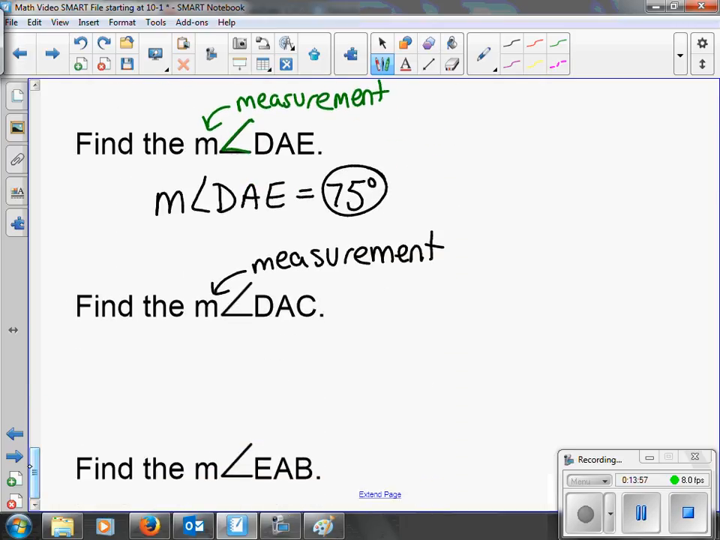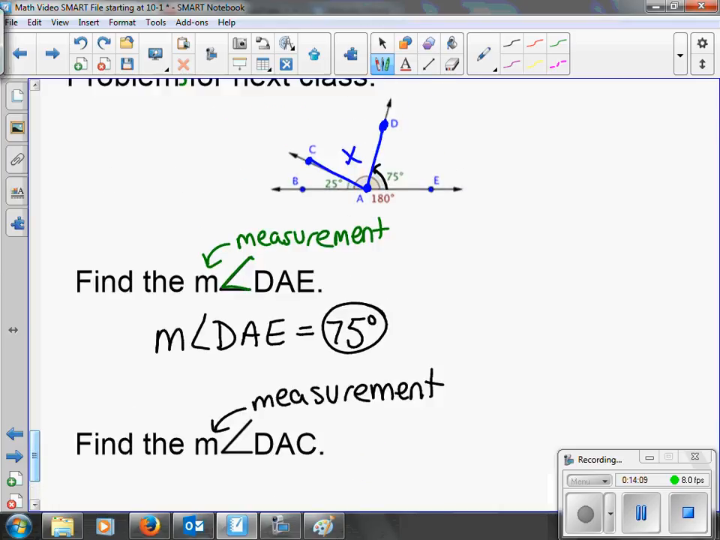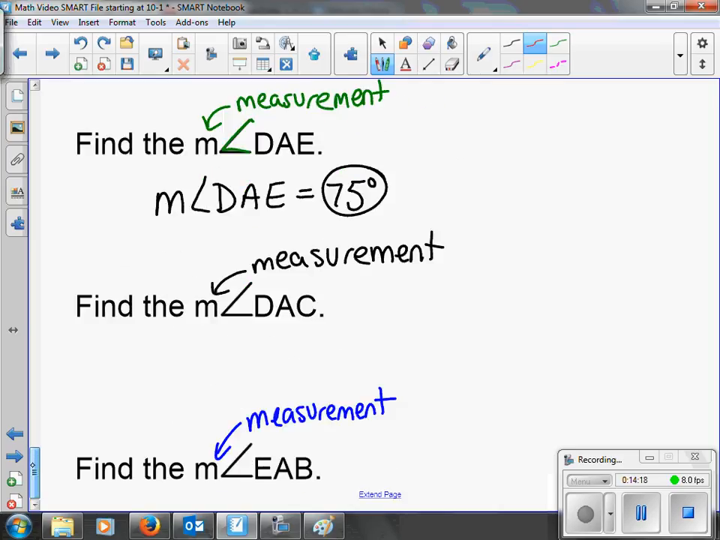And then the last problem, I want you to find the measurement of angle EAB. So that's here, EAB. Did you find this measurement right there? Okay, not tricky, just a matter of paying attention. And I will see you next class.